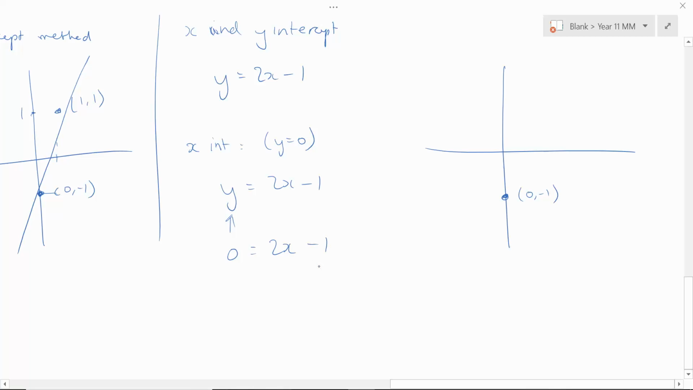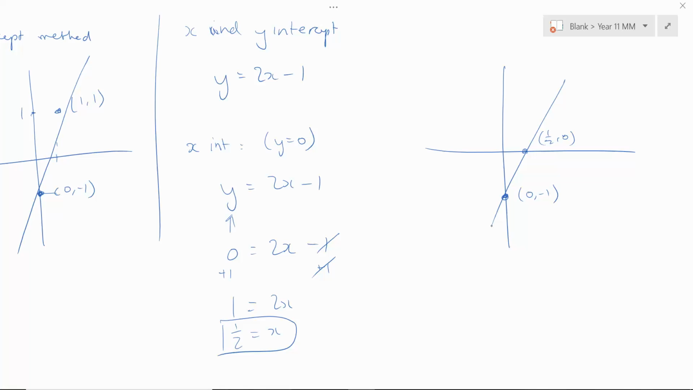So x-intercept, solve: plus 1 on both sides. We get 1 equals 2x. Divide both sides by 2. And voila, we got (1/2, 0). Same thing. Okay, so that's exercise 2D.